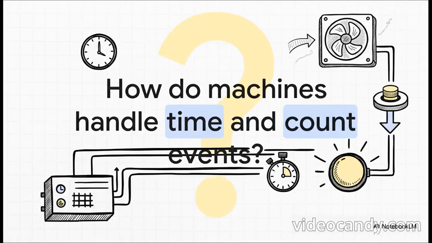So let's start with a challenge, right? Imagine your job is to make a big industrial fan run for exactly 10 minutes when someone hits a button. And at the same time, you need a warning light to flash precisely 5 times. How do you even tell a machine to do that?